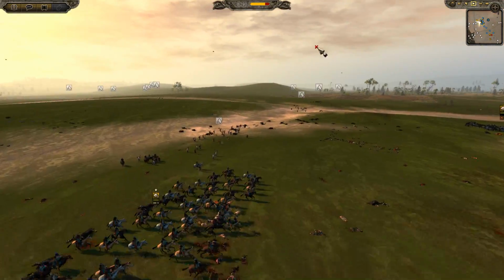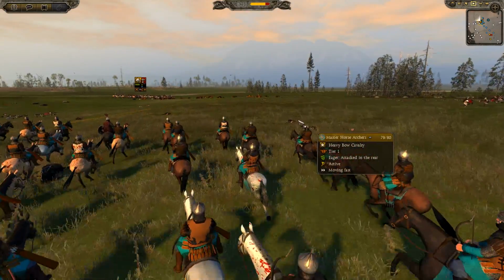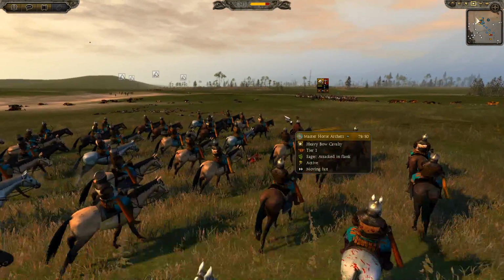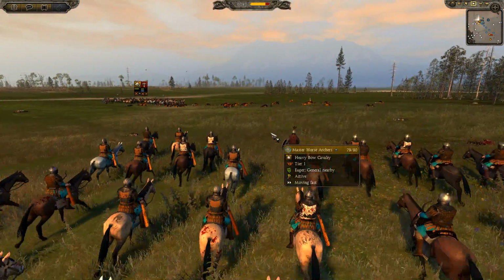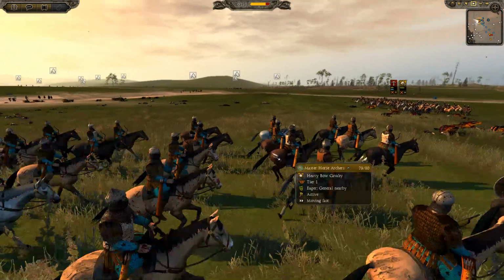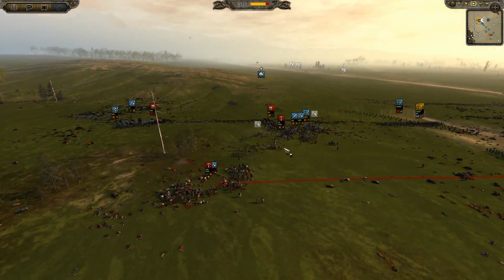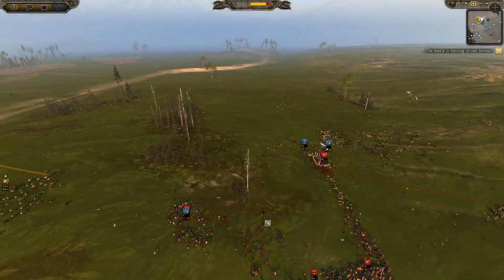Here comes another cav charge here. Horsemen going after, most likely, the crossbows. Yeah, I think this is one of the few cav units left on the battlefield. So obviously he's going to use them pretty aggressively to get rid of these crossbows. And we're down to the last 10 seconds here. And sure enough, all these forces are breaking.